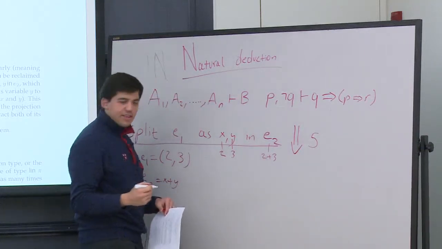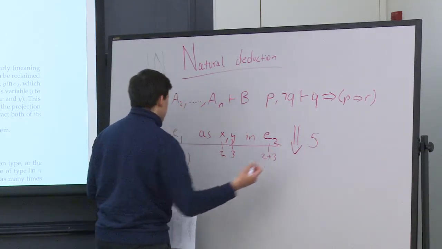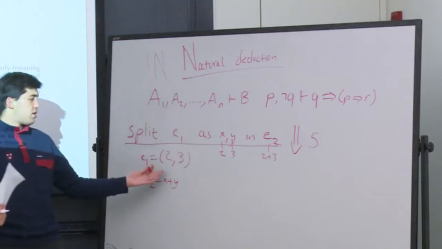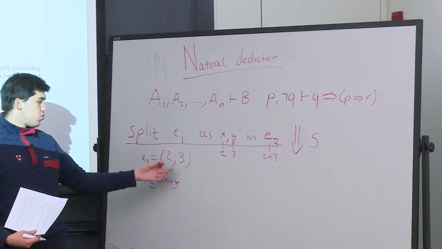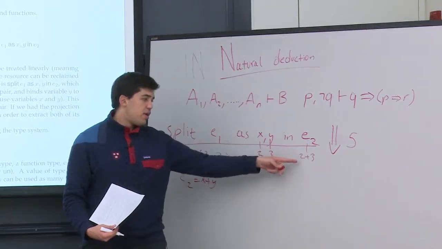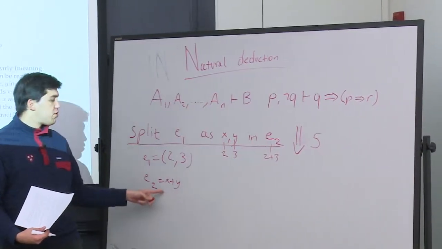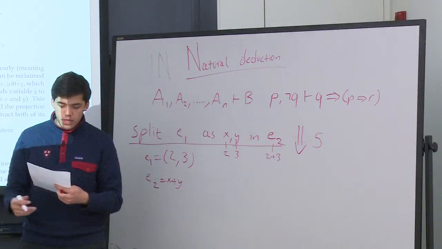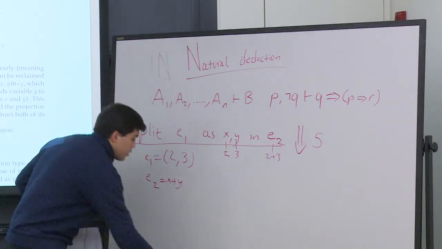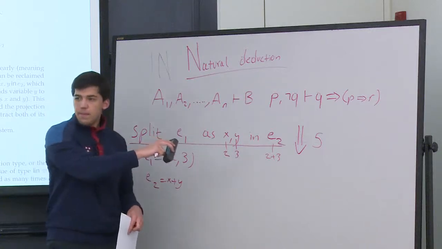This is the long step indicator for this. So we take our pair, our 2-tuple, 2, 3, we split it into x and y, and then we apply E2, which here was x plus y. So in the end, we get the result 5. So now, this is clear, right? Yeah.